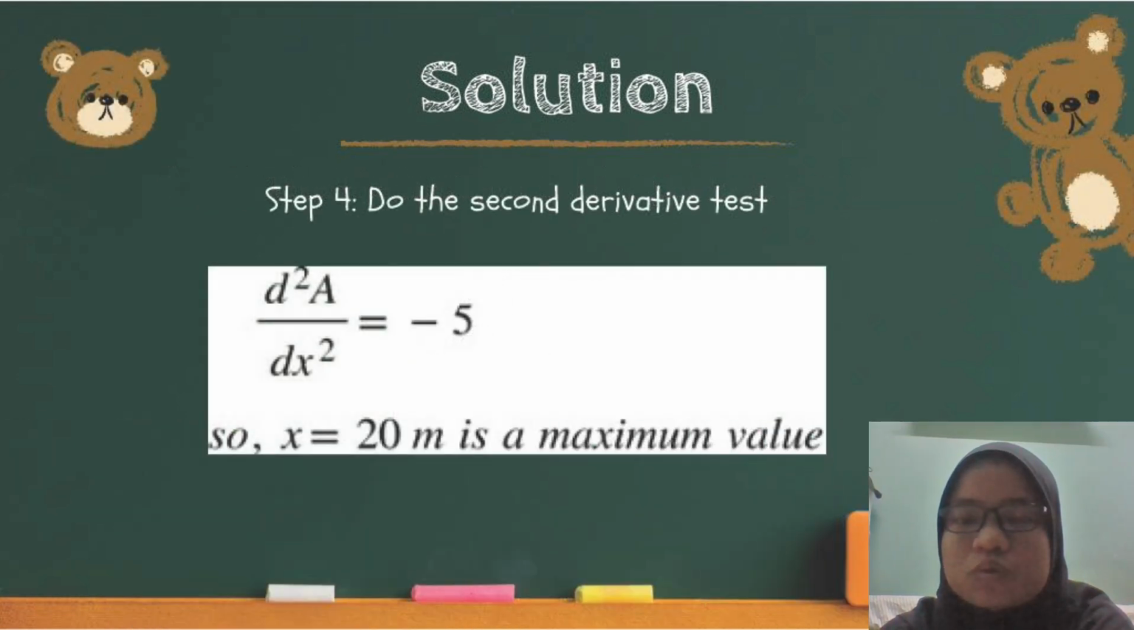Step 4. Do the second derivative test. To confirm that s equals 20 is indeed a maximum value, we need to perform the second derivative test. d squared A over dx squared equals negative 5. Since the second derivative is negative, it is confirmed that s equals 20 is the maximum value.